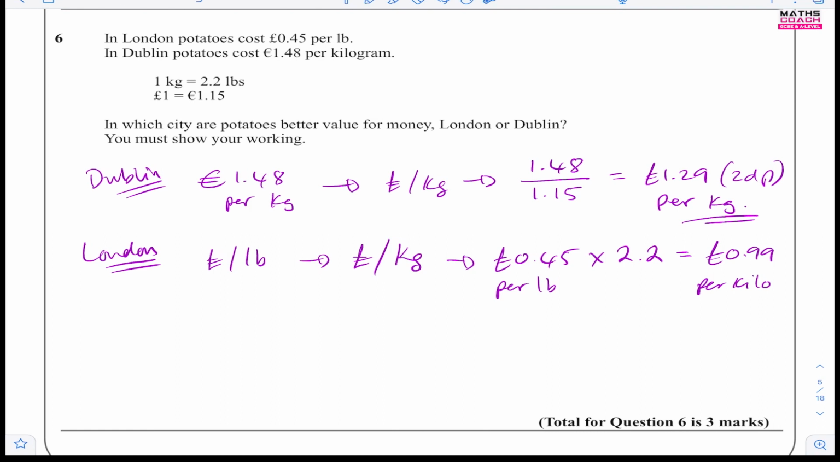So now that you have the price of potatoes in Dublin and London, where you can compare them, you can see that the price of potatoes in Dublin is far more expensive than the price of potatoes in London. So that means London is cheaper.